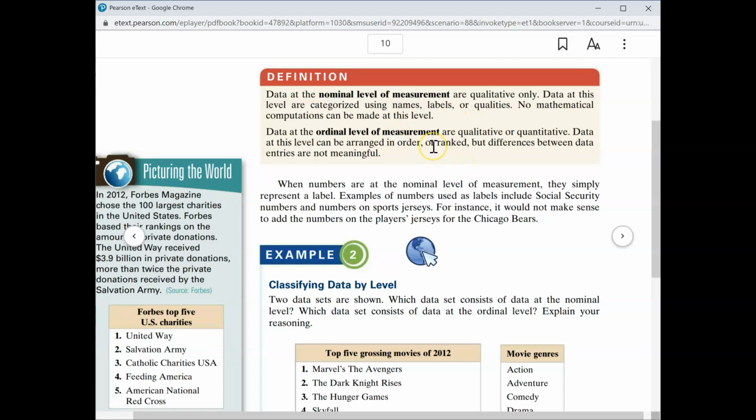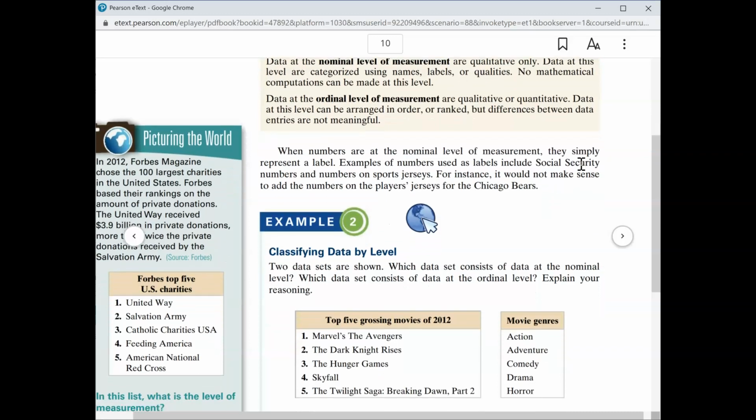Data at the ordinal level of measurement are qualitative or quantitative. Data at this level can be arranged in order or ranked, but the differences between data entries are not meaningful. So you can put them in order, but you can't really say how much better number 1 is than number 2 or number 5 than number 6. So you can rank them, but you can't really say what the difference is between those ranks. That's the ordinal level of measurement.